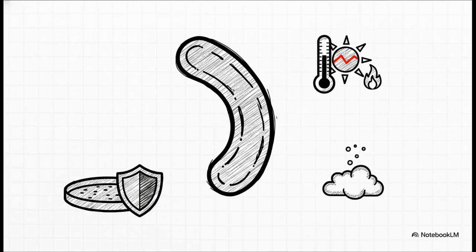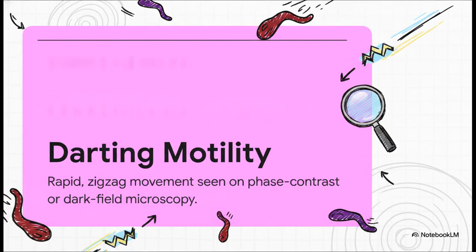To isolate it from a stool sample, which is full of other bacteria, you have to use selective Skirrow medium, incubated with antibiotics in a CO2 environment at that exact 42-degree temperature. Now, if you ever see the phrase darting motility in a question stem, your brain needs to instantly lock onto Campylobacter. This rapid zigzag movement is a defining feature when you're looking at it under phase contrast or dark field microscopy. Seriously, don't let them distract you with other motile bugs. Darting is your golden keyword here.